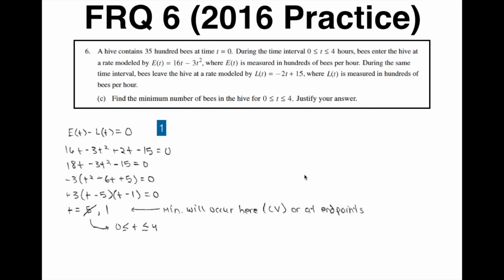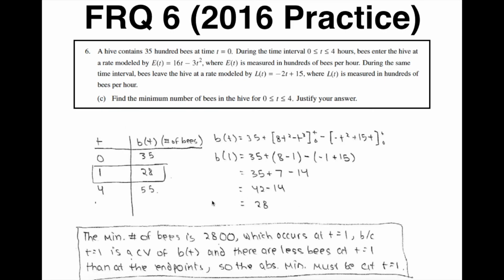So I have a second page for the continuation of this work by the student. They made a very nice, neat table here with all the candidates, t equals 0, t equals 1, and t equals 4. 35, we knew it from the very beginning. 55, we calculated it in question B. And now we still need to find this number. It's written 28 here, but the work is actually presented there.